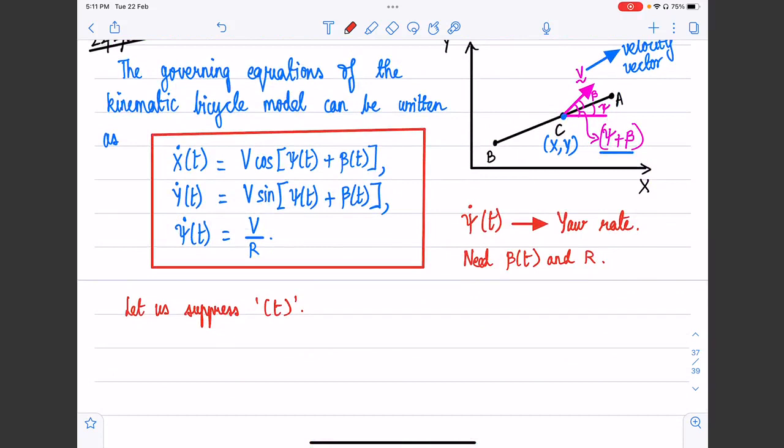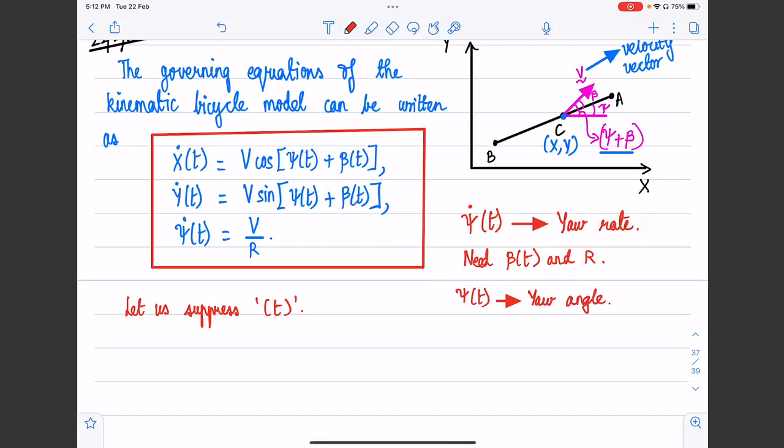So psi is the angle. Psi is the angular displacement. Psi dot is omega, so that is the first derivative of the angle, right? See, if you look at psi itself, psi of t is nothing but the yaw angle, or the orientation angle.